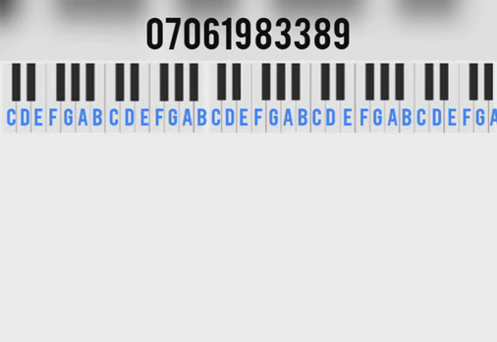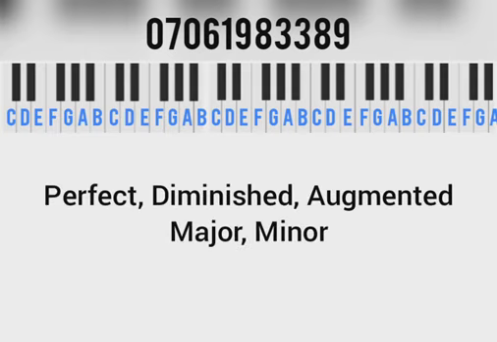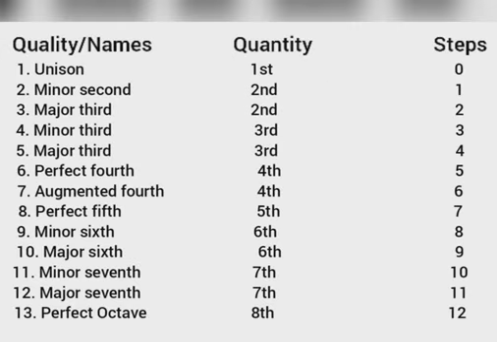Quality can be the names of the interval. So the names are perfect, diminished, augmented, major, minor, but I would like you to have a brief understanding of all of the intervals. For the purpose of this class, we will be dealing with only 3 of the intervals. We have 13 of them. The first one is called unison. The second is called minor second. The third is called major second. The fourth is called minor third. The fifth is called major third. The sixth is called perfect fourth.